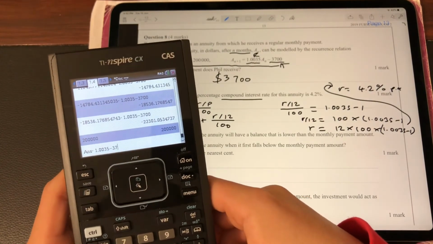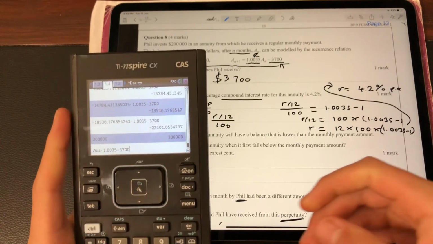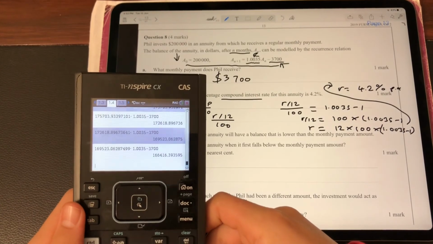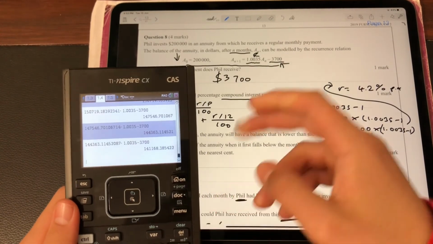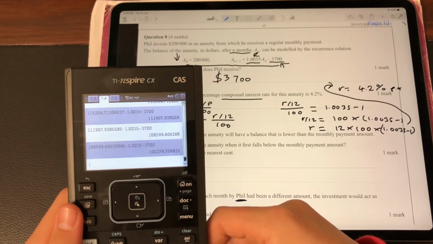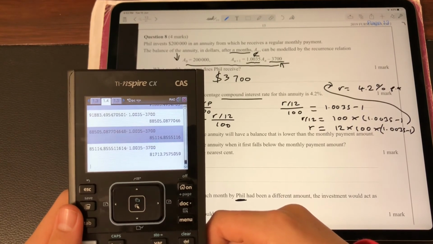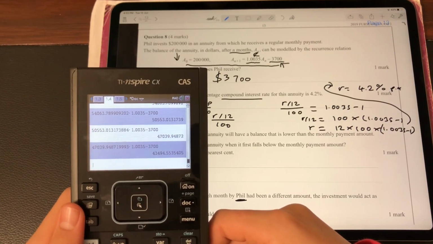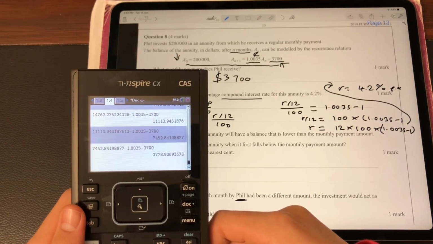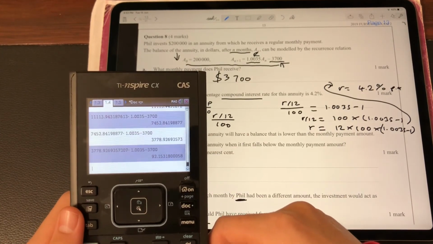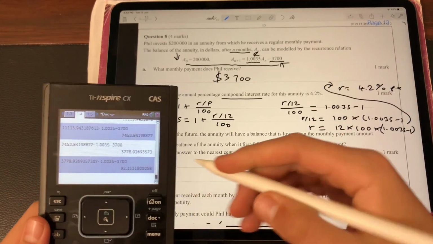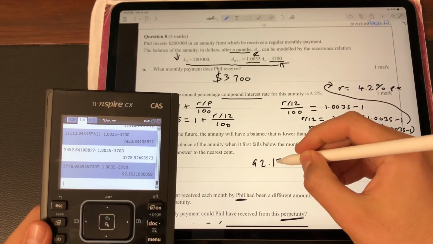1.0035 minus $3,700, and then you just reiterate on your calculator, and we'll just keep reiterating until the value of the annuity is lower than the monthly payment. And we know from the question the monthly payment is $3,700. So we just have to wait until the value of the annuity is less than that monthly repayment. Here we're getting closer now. 3,778. So therefore, the balance of the annuity when it first falls below the monthly payment is $92.15.